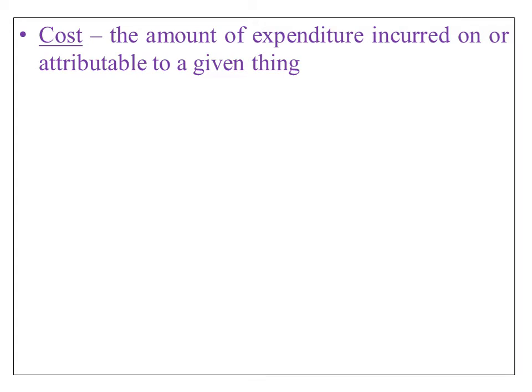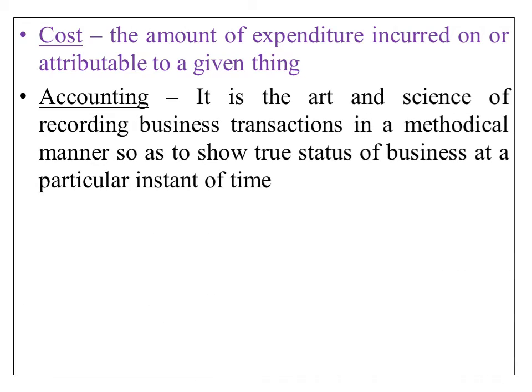So first is the cost. It is the amount of expenditure incurred on or attributable to a given thing. Okay. Then the next one is the accounting. So when you say a cost, then it should be accountable. So it should be in the form of accounting.